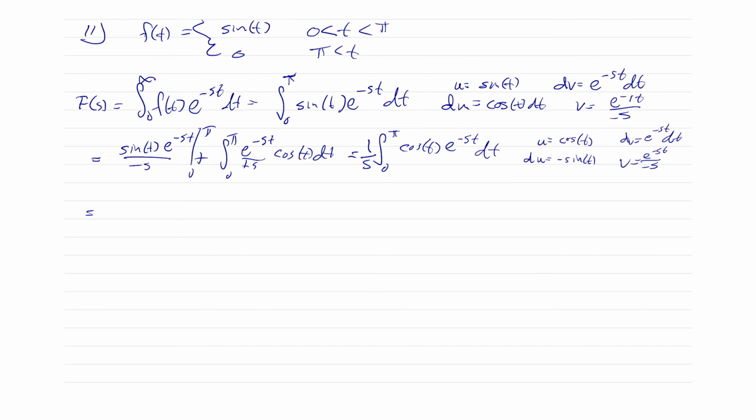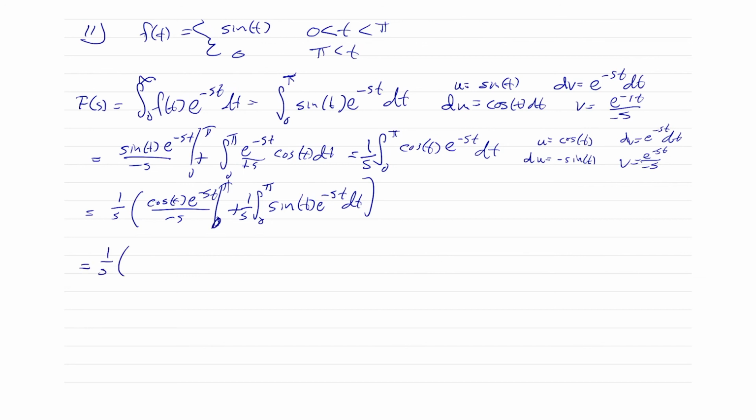So we have 1 over s times, it looks like we're going to have uv, so cosine of t times e to the minus st divided by minus s, minus the integral of v du. So we get, again, flipping the sign, the integral from 0 to pi, 1 over s pops out again, of sine of t e to the minus st dt. Okay, great. And this is evaluated at 0 and pi too. All right, so we can go ahead and work that out.